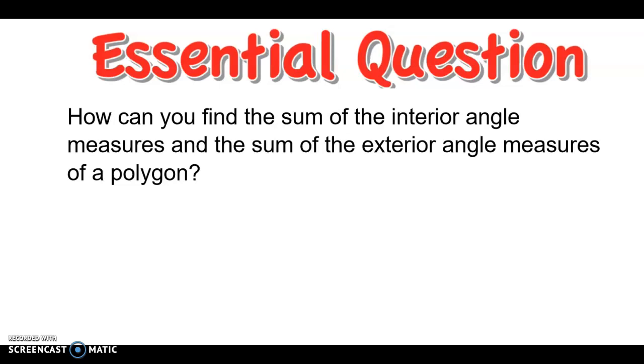All right, today we're reviewing the interior and exterior angles of polygons. It's just kind of a summary follow-up to the video you saw yesterday and the practice we did. So the essential question: how can you find the sum of the interior angle measures and the sum of the exterior angle measures of a polygon?